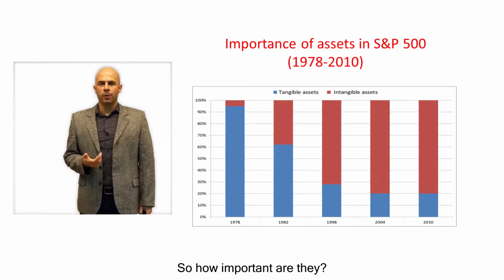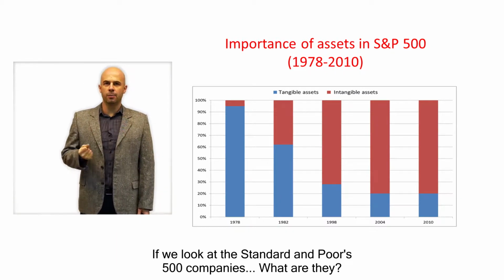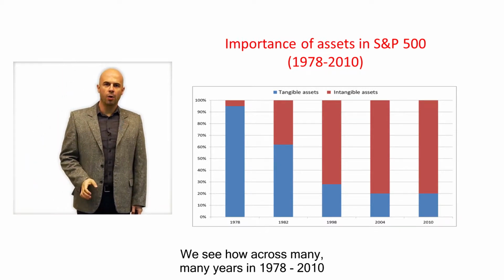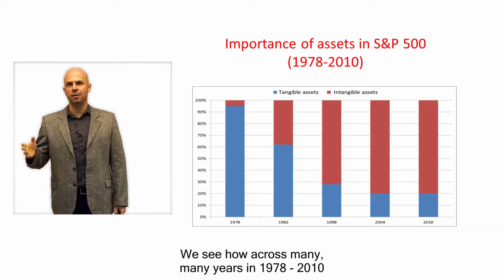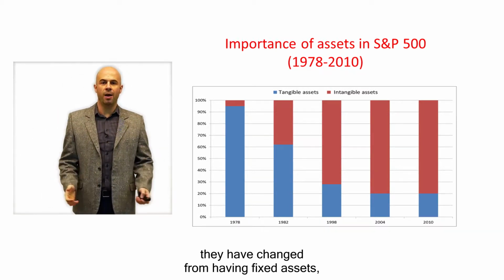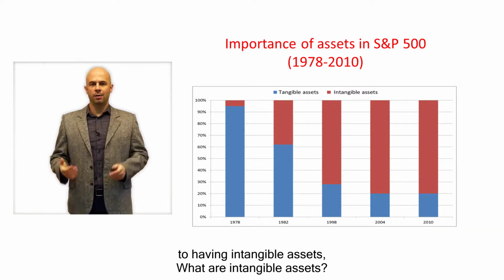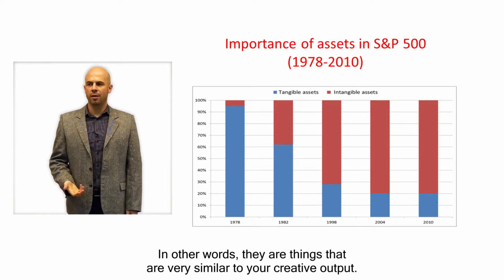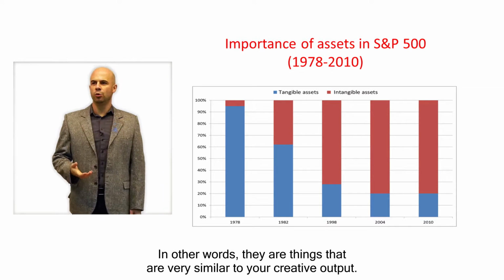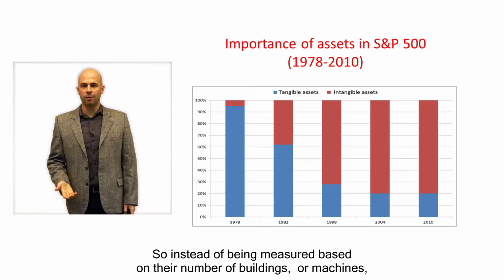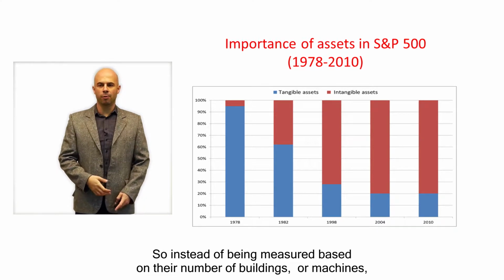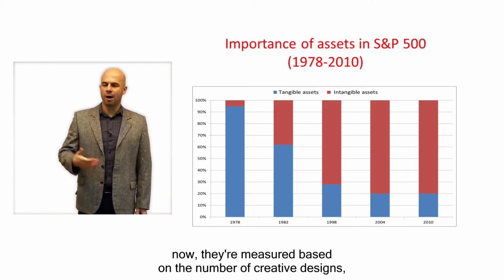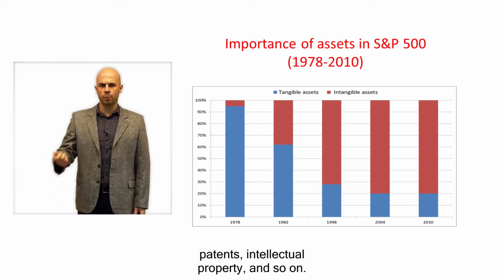So, how important are they? If we look at the Standard & Poor's 500 companies, the top 500 biggest companies in the world, we see how across many years, from 1978 to 2010, they have changed from having fixed assets to having intangible assets. What are intangible assets? They are intellectual property. In other words, they are things very similar to your creative outputs. Instead of being measured based on their number of buildings or machines, now they are measured based on the number of creative designs, patents, intellectual property, and so on.